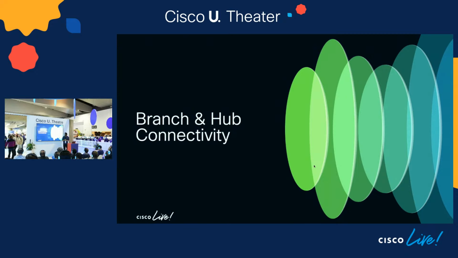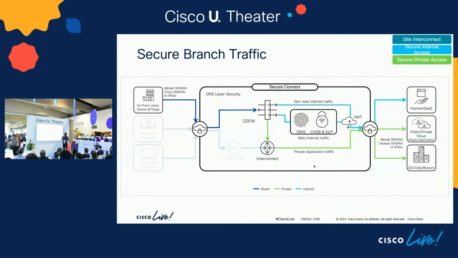So now let's explore different connectivity options for branch and hub. We are going to start with the branch office.